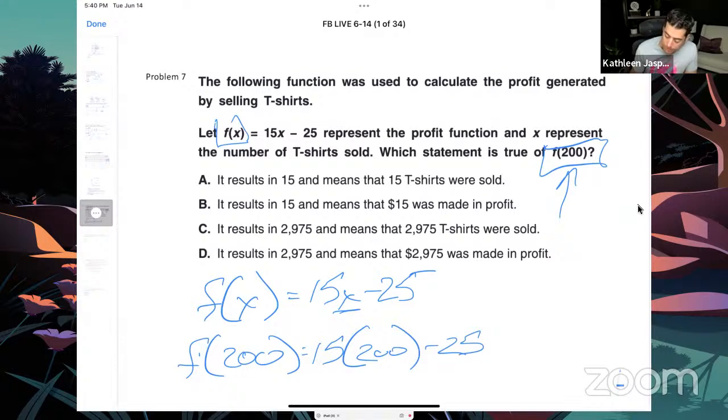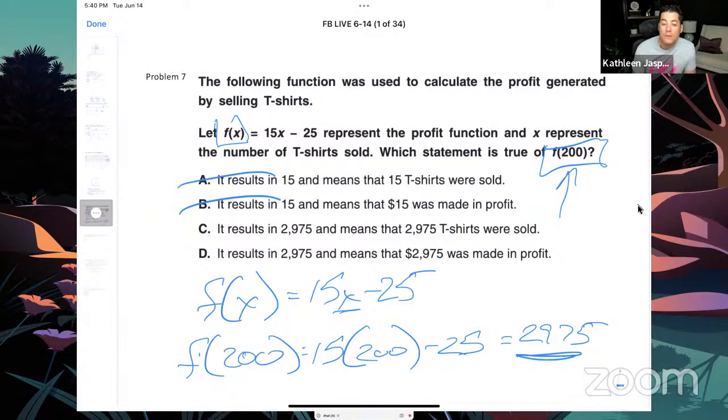So knowing this, if you do 15 times 200 equals 3,000 minus 25, you get 2975. So what does that 2975 mean? As we look at the answer choices, it results in 15 and means that 15 t-shirts, well, it's not 15 because it's 2975. So we can eliminate A and B right away.